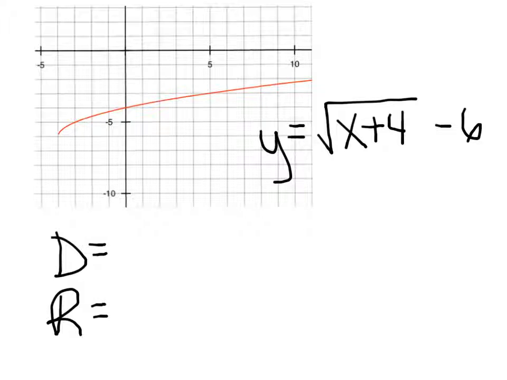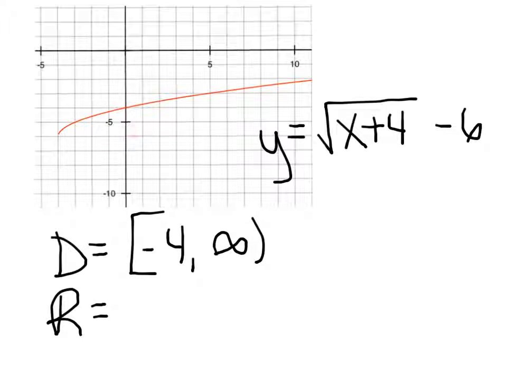The domain on this graph is a little bit different. It starts at negative 4 and goes on to infinity. It can actually be equal to negative 4, though. I can plug negative 4 in for x over here and get 0 and take the square root of 0. So because it can equal negative 4, I'm going to put a bracket around it. So that's my domain, negative 4 to infinity.